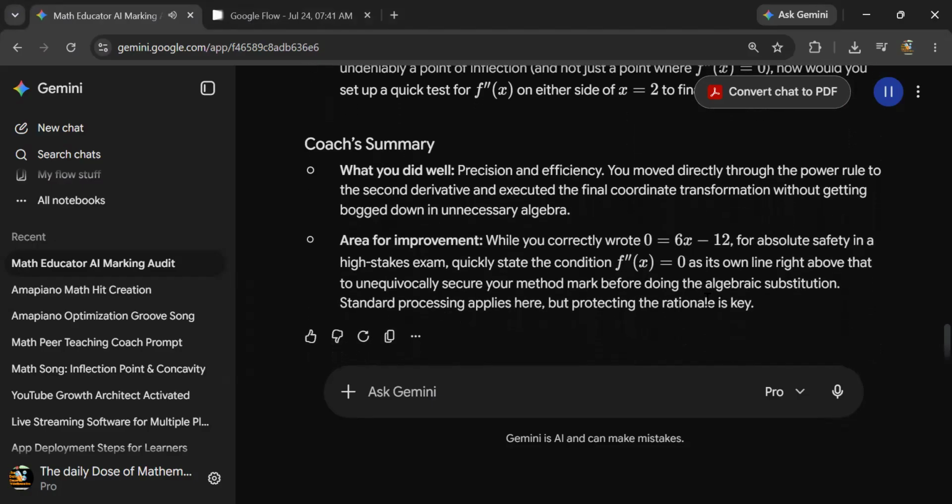Coach's summary. What you did well: precision and efficiency. You moved directly through the power rule to the second derivative and executed the final coordinate transformation without getting bogged down in unnecessary algebra. Area for improvement. While you correctly wrote 0 equals 6x minus 12, for absolute safety in a high-stakes exam, quickly state the condition f''(x) equals 0 as its own line right above that to unequivocally secure your method mark before doing the algebraic substitution. Standard processing applies here, but protecting the rationale is key.